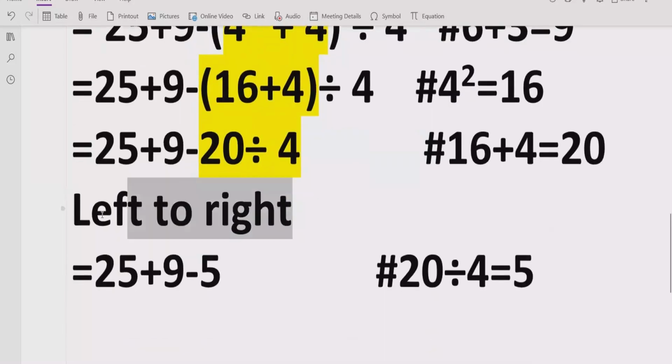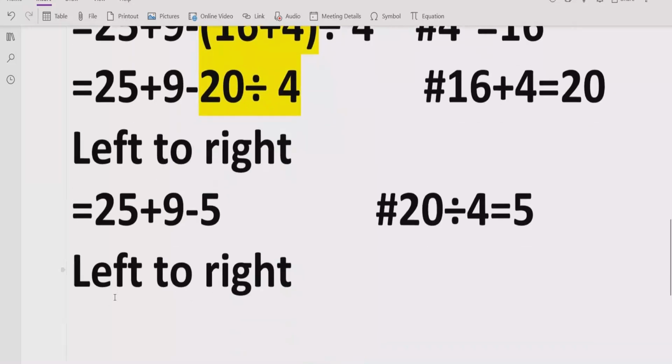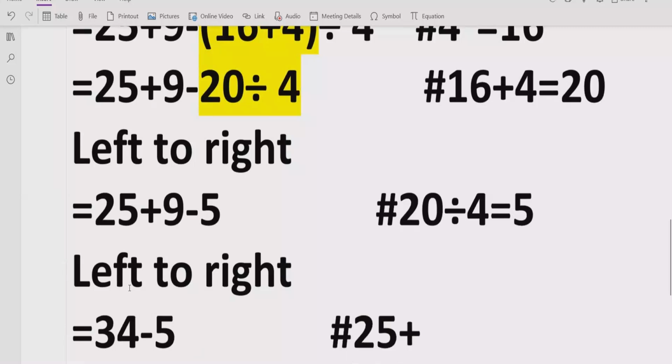We have completed all the division and multiplication. Now we have addition and subtraction. So we will add 25 plus 9, which is equals to 34. And minus 5, we will write as it is. And here we will give the reference 25 plus 9.